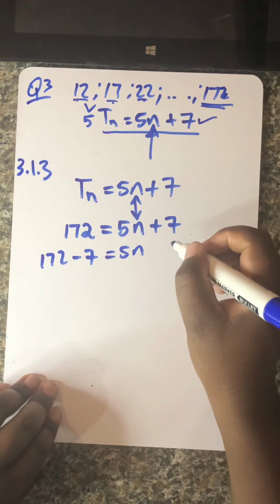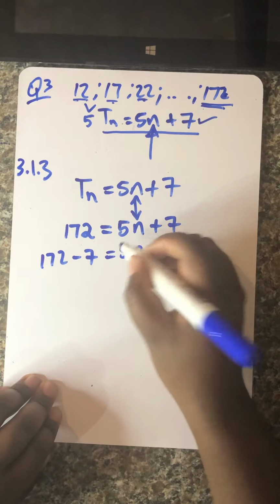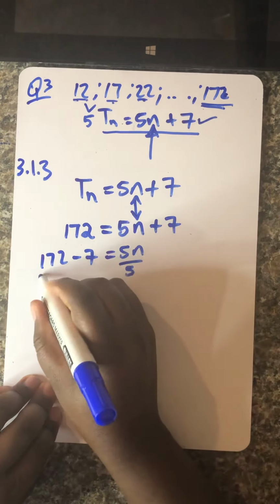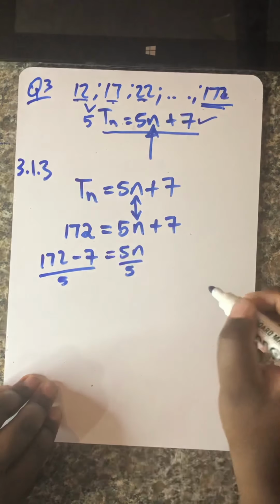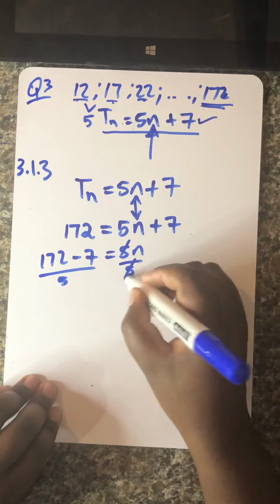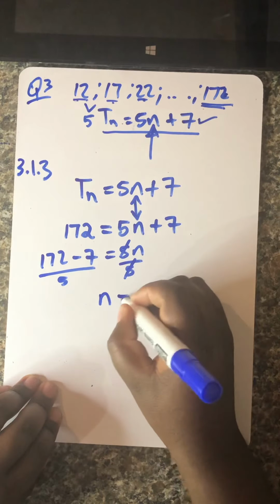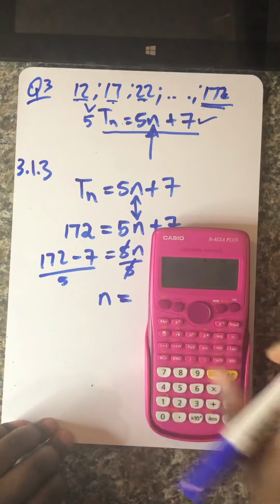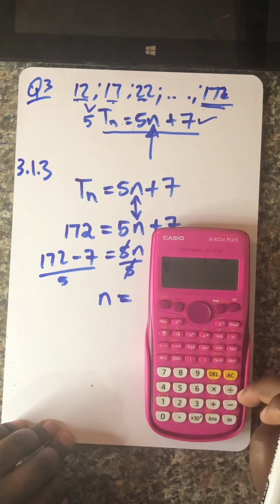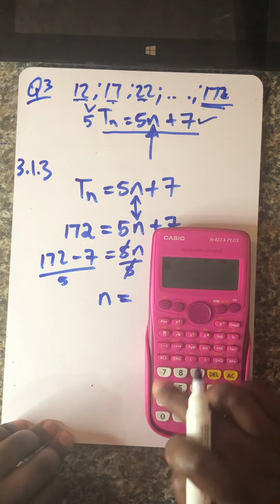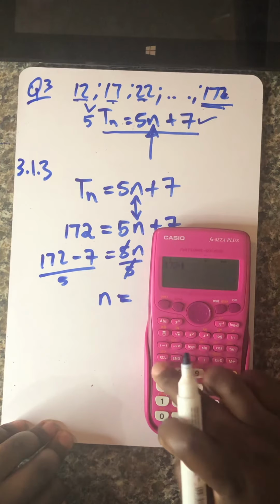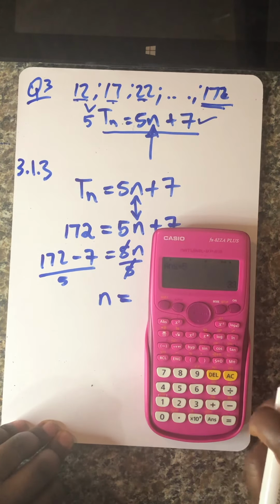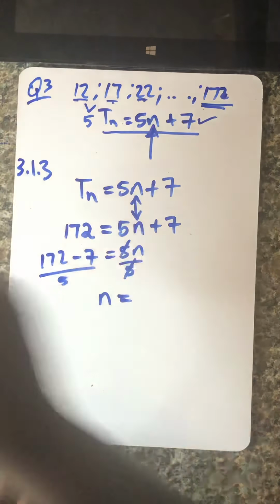Okay, ladies and gentlemen, you need to remove that 5. So you just divide by 5. This 5 is going to cancel, then you remain with n, which equals the whole of this. On your calculator you just do the fraction pattern, or otherwise you can just say 172 minus 7 equals that, and then you divide by 5, you get 33.